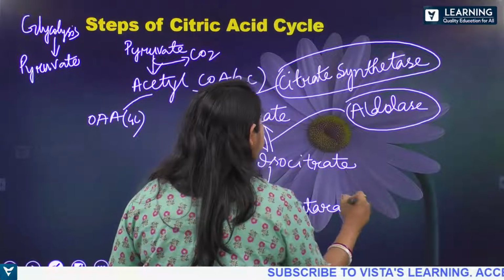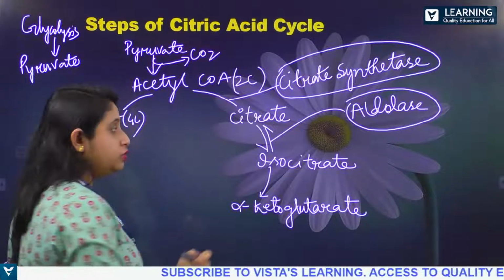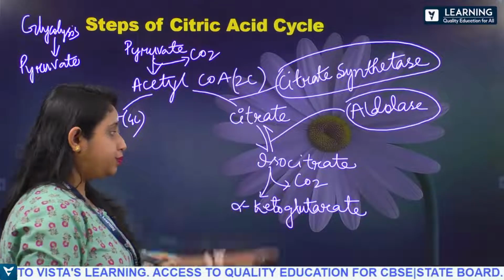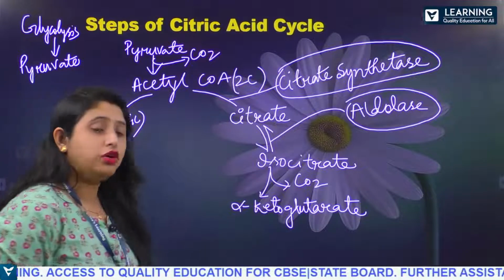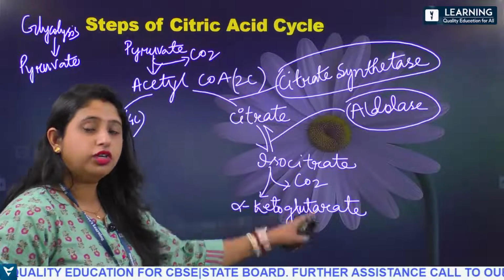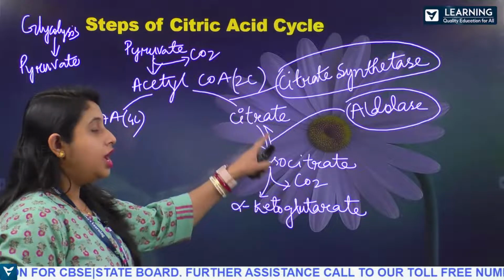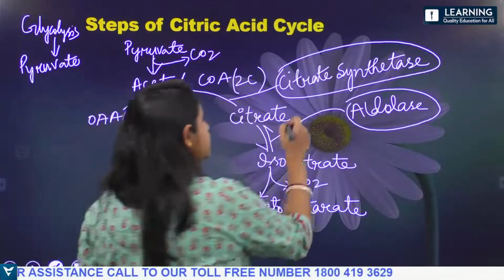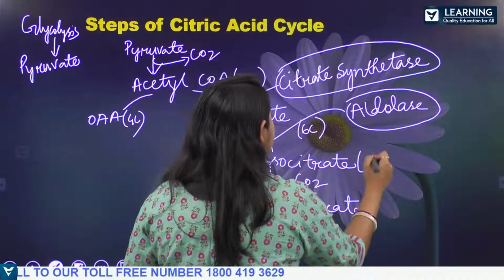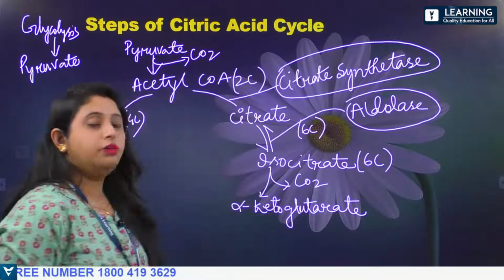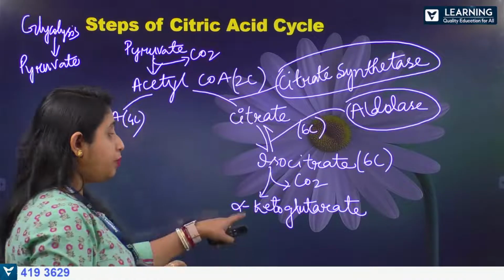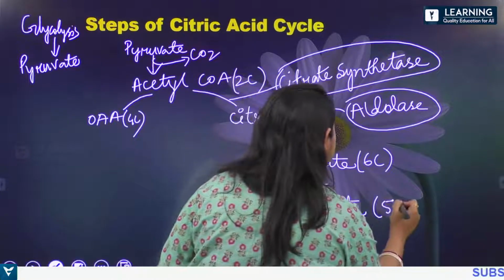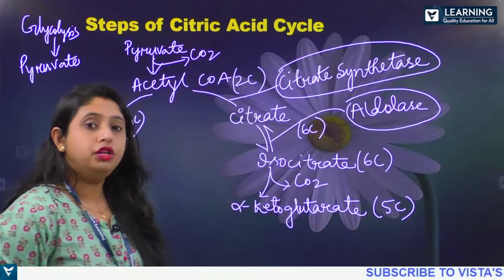Okay, so during this process decarboxylation is taking place. One of the carbon dioxide is being removed, that is, reduction of carbon dioxide is taking place. So it is a 6-carbon molecule, right? Now one of the carbon dioxide is being removed, so a 5-carbon molecule is formed. Alpha ketoglutarate is a 5-carbon molecule.